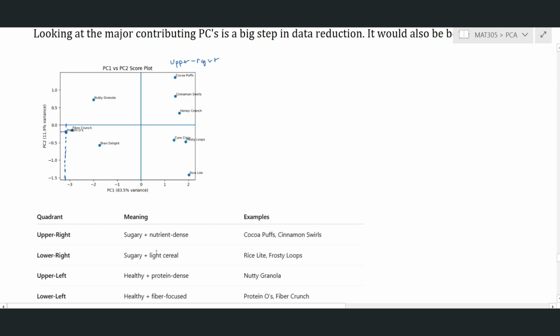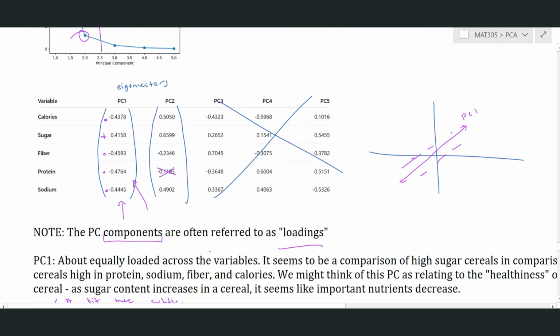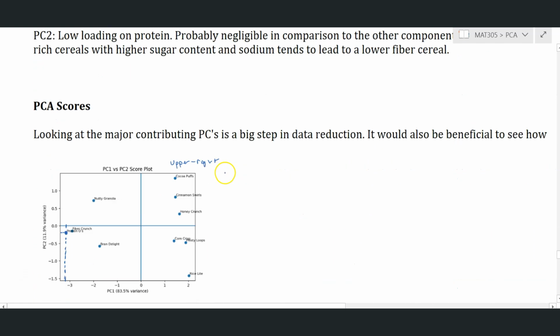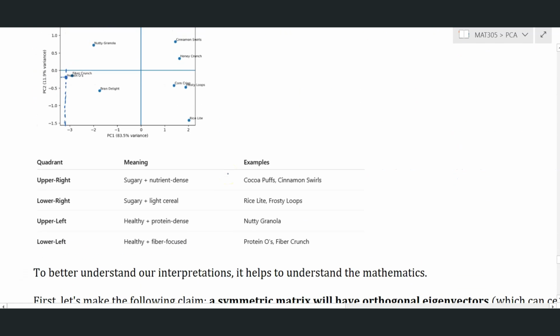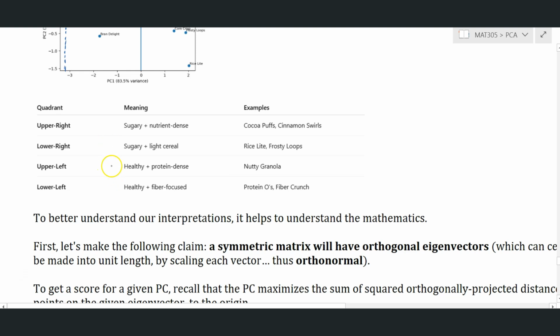Nutrient can be like sodium, calories. Those aren't necessarily bad things, right? Lower right, if you think about it, well, it's still sugary because it's high on PC1. It's positive on PC1, but it's negative on PC2. And so those are going to tend to be lighter cereals, right? Lighter cereals in the sense that if they have a high negative value for PC2, they're not going to have a lot of sugar, calories, or sodium. They're just going to have a lot of fiber and protein. So that's what we mean by light cereal.